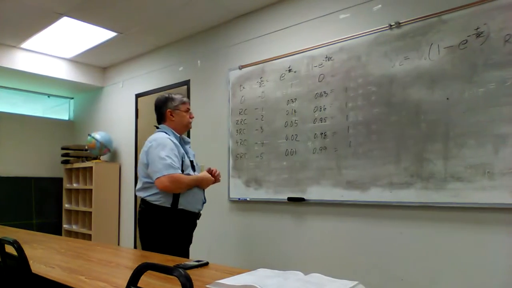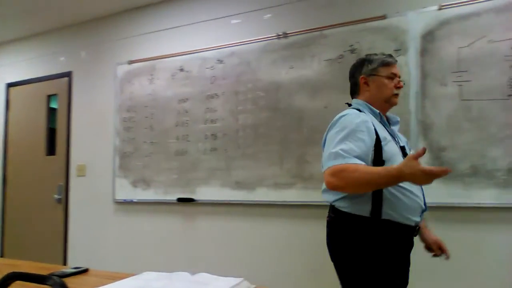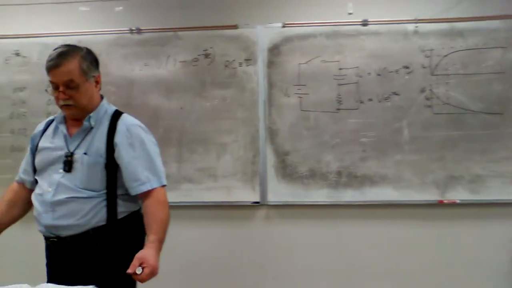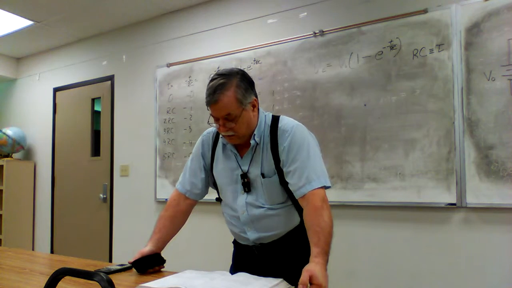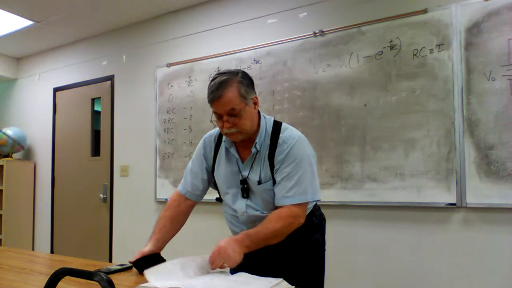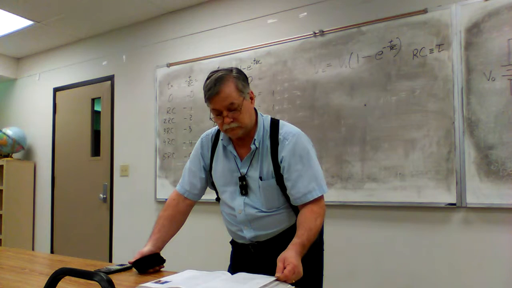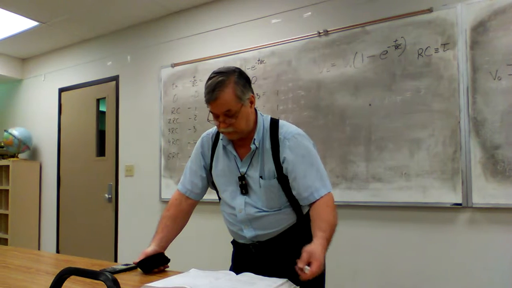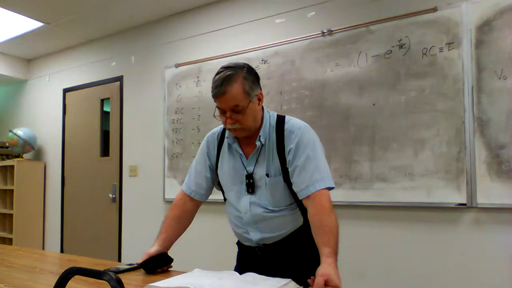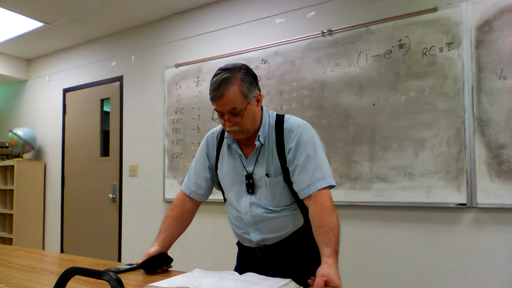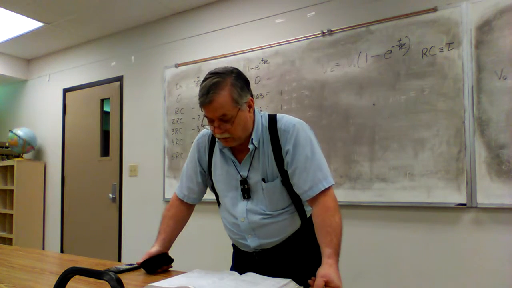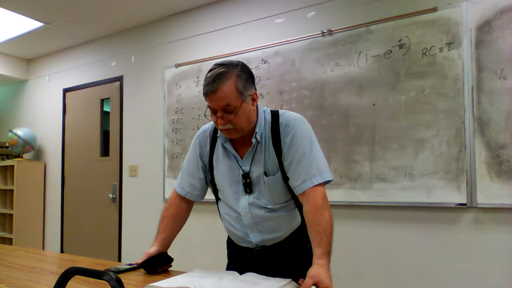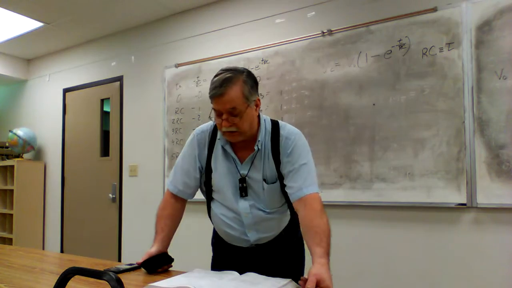Now, let's use some specific examples. Surely they did some specific examples in the book here. Okay, yeah, they give us an example of a 0.3 microfarad capacitor with a 20,000 ohm resistor.